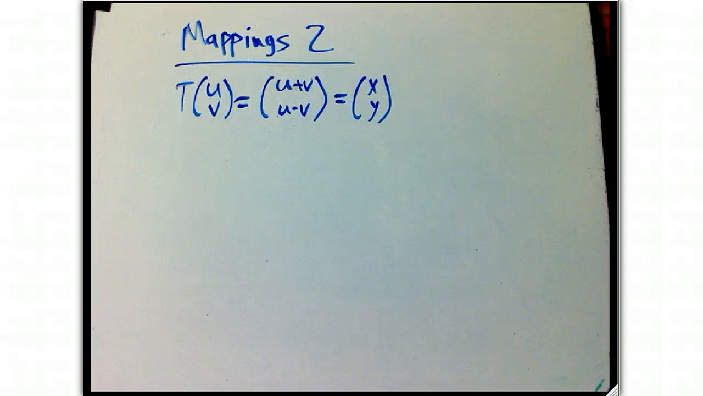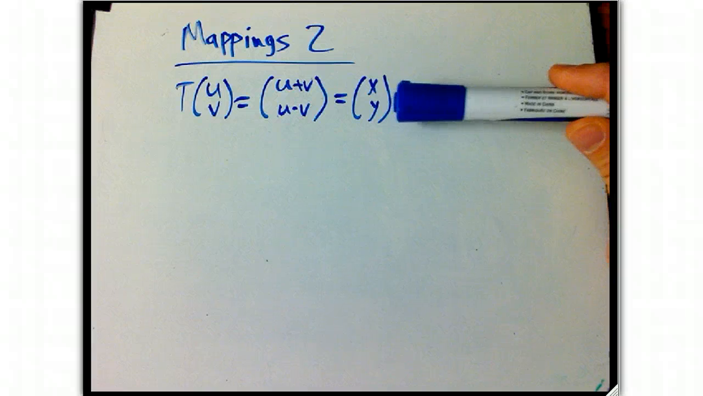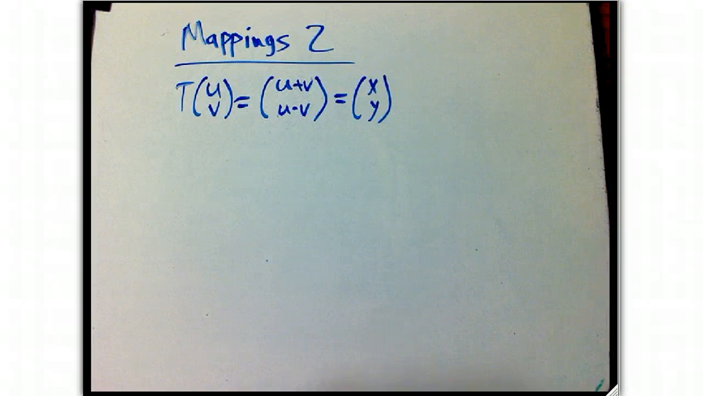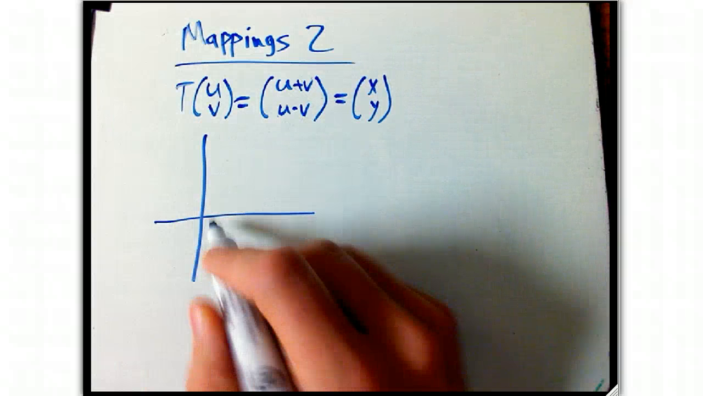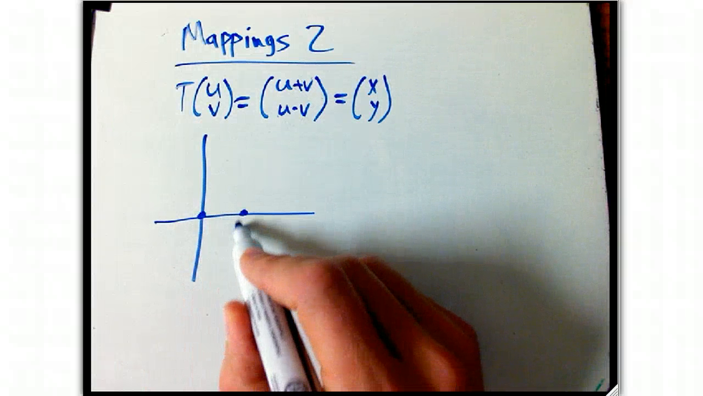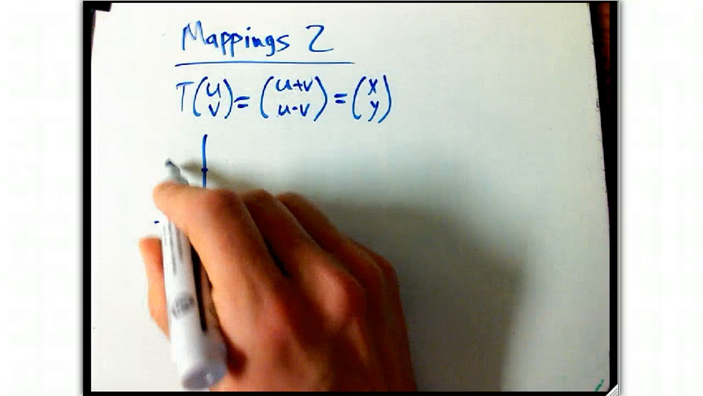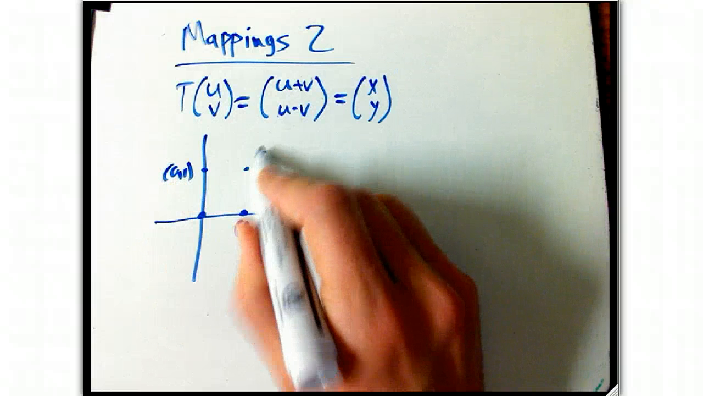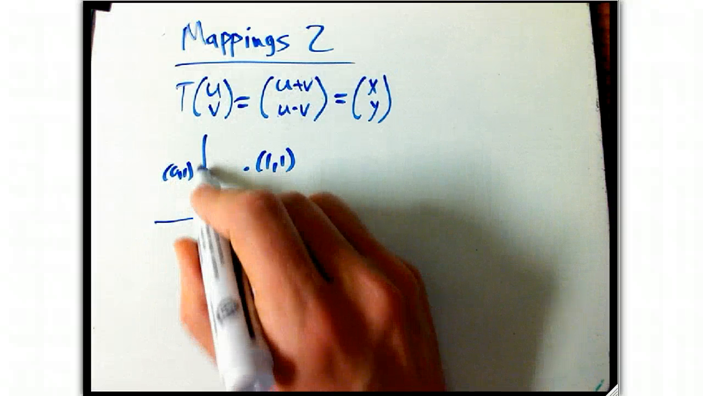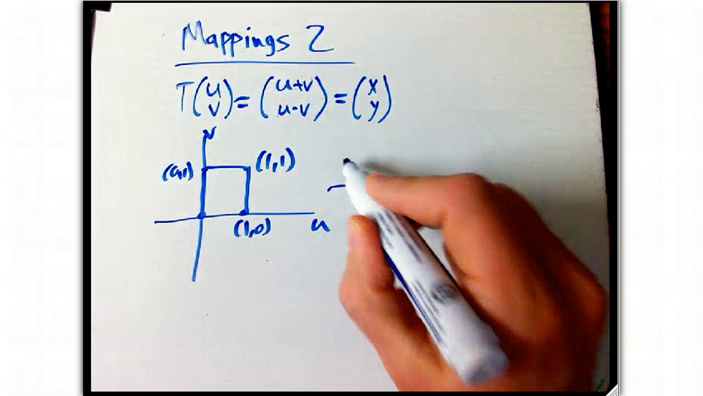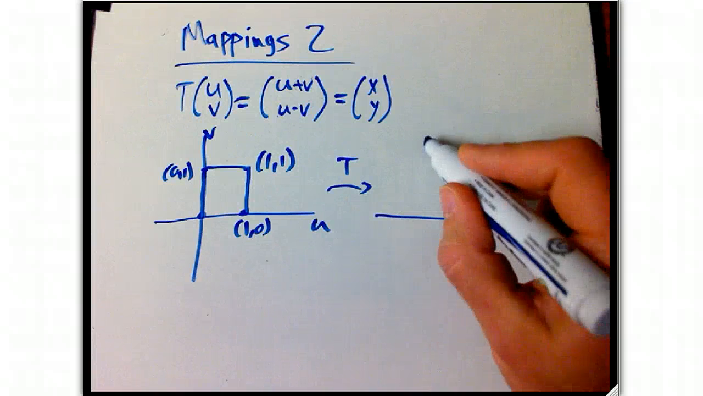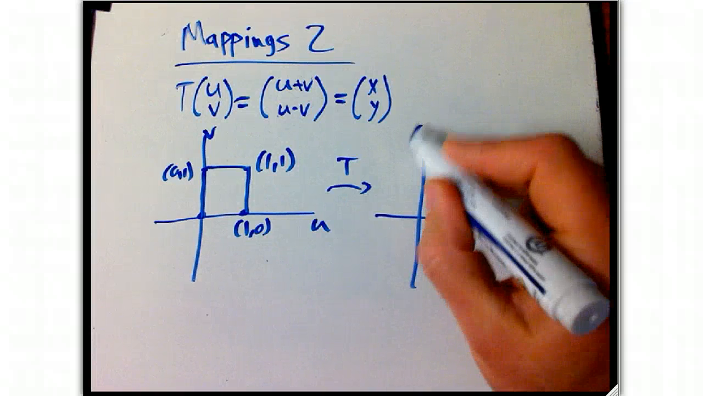More about mappings. First, I'm going to start with a continuation of this example, and first I have to correct an error from the first one, which was, if we plot these 4 points, 1, 0, 0, 1, 1, 1, making a nice little square in the UV plane, what does that do over here in the XY plane?